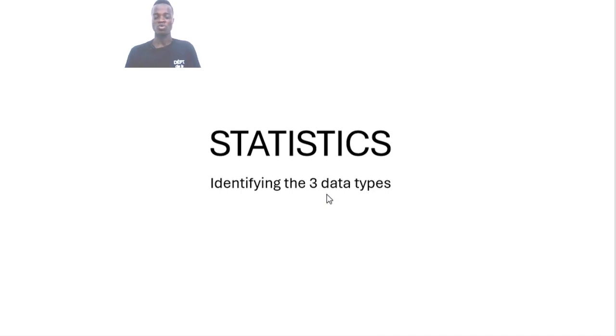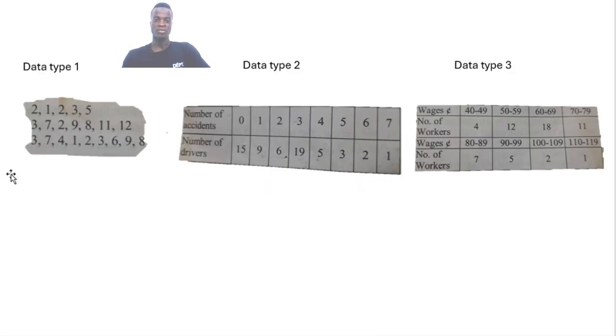We said there are three, so let's look at those three. This is our data types: data type 1, data type 2, and data type 3. Now, let's try to have a visual understanding of it and also set our own way of grasping them. There are characteristics that define each of them, which we want to look at.